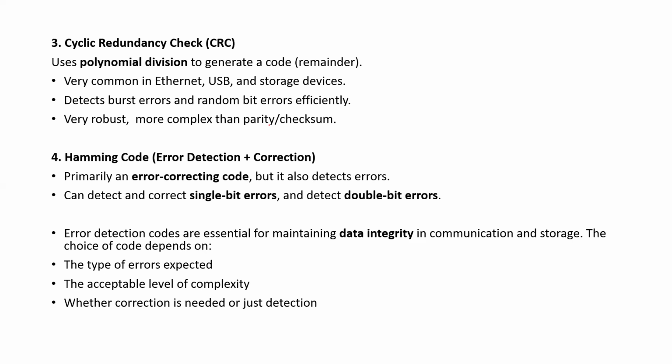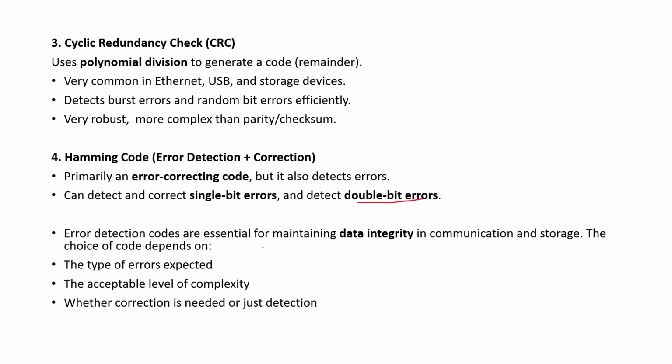Hamming code is very important. Hamming code will detect the errors as well as correct the errors. Actually, Hamming code is one of the important questions in this error detection method. Very often we will get a question. So again I'll tell you, among the types of error detection codes, Hamming code is one of the important things, and this one will detect as well as correct the errors. That's why I put error detection and correction. It is primarily an error correction code, but it also detects the errors. It can detect and correct single bit errors and detect double bit errors.